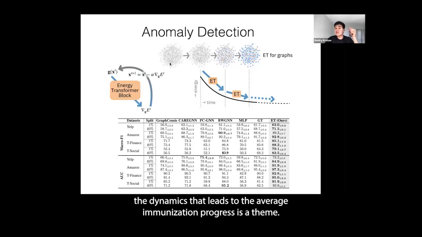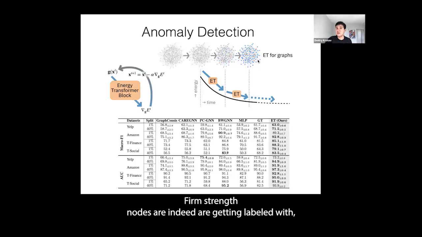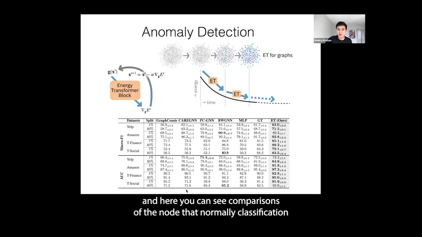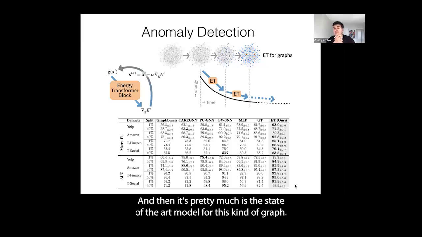You can see that as the dynamics leading to energy minimization progresses at inference time, nodes indeed are getting labeled with their anomaly status. And it turns out that this network works very well. Here you can see comparisons of the node anomaly classification task on a bunch of graphs, and some of them are fairly large. You can also see the comparison with a bunch of benchmarks, which are mostly graph convolutional neural networks. And you can see that energy transformer performs extremely well on this task. Indeed, it is pretty much the state-of-the-art model for this kind of graph anomaly detection task.